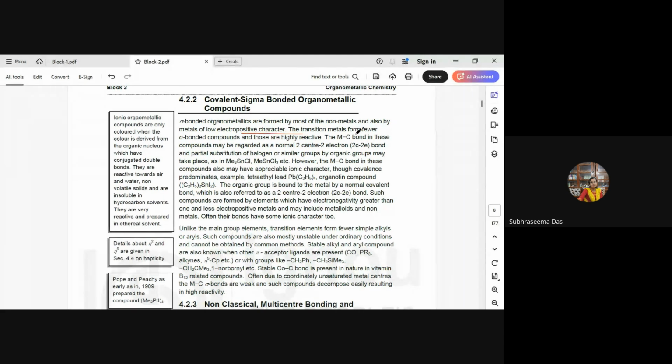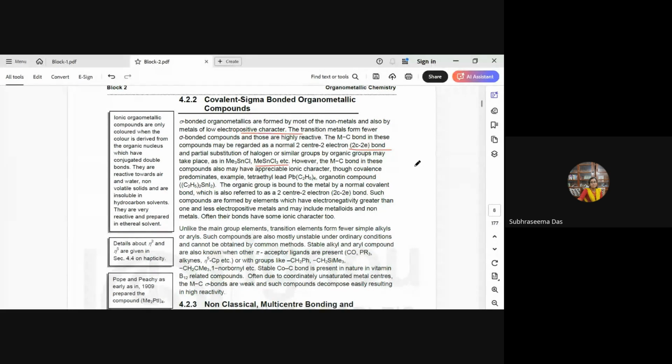The transition metals form fewer sigma bonded compounds, and those are highly reactive in nature. The M-C bond in such compounds is regarded as a 2C2E, that is two center, two electron bond, and partial substitution of halogen or similar groups may take place, like for example Me3SnCl or MeSnCl3. In these compounds, the M-C bond has appreciable ionic character, but the covalent nature predominates.